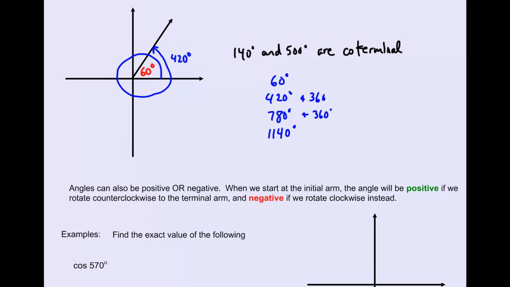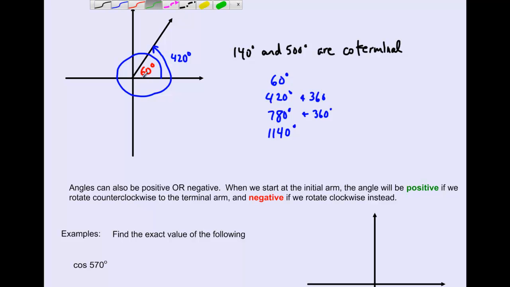We mentioned in an earlier lesson that angles could also be negative. Positive angles rotate around the xy plane in a counterclockwise fashion, whereas negative angles rotate in a clockwise fashion. If we still look at our angle of 60 degrees here and I want a negative coterminal angle, an angle that shares the terminal arm but goes in the negative direction, I could just start in the other direction. So start at your initial arm here on the positive x-axis, but rotate around the other way.